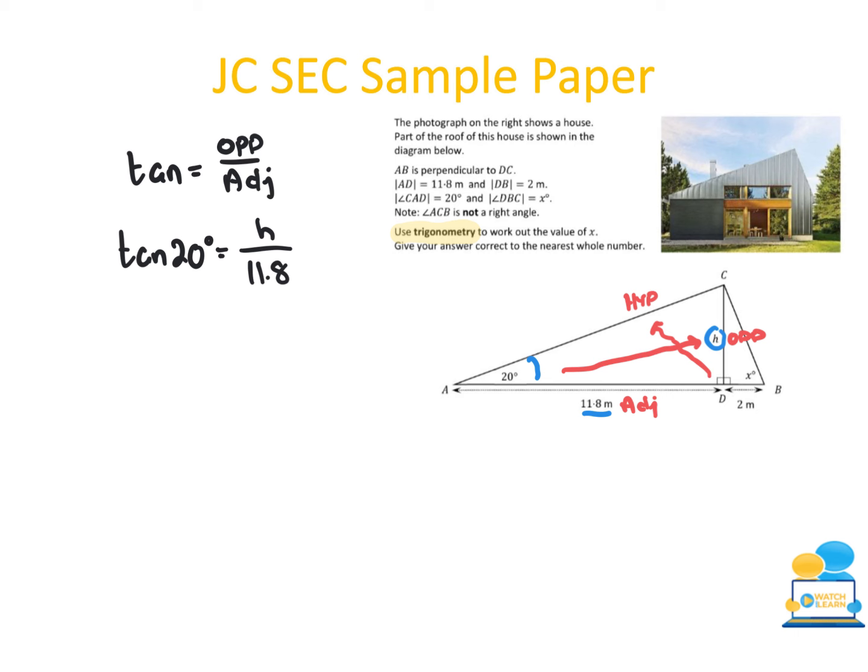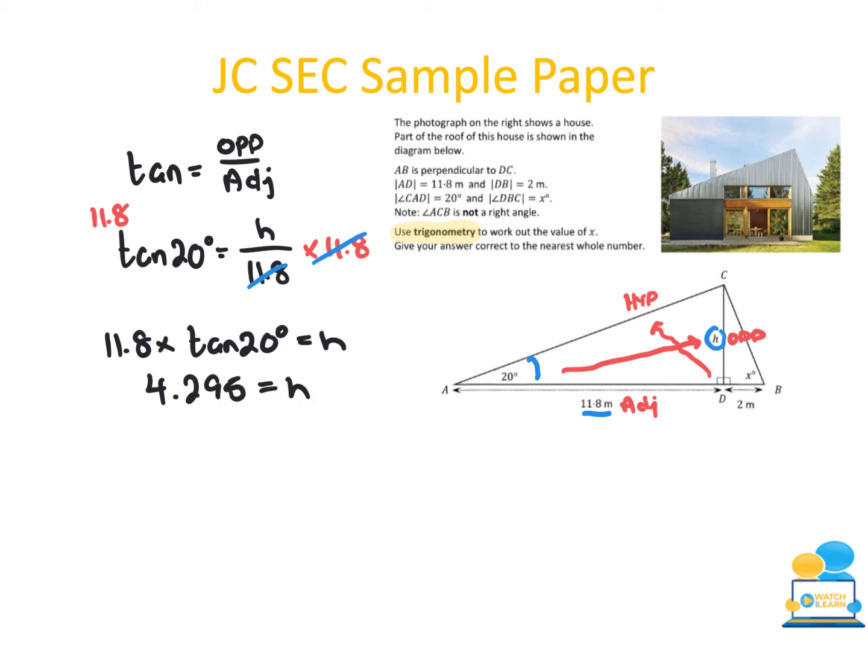I'm going to use algebra to try and get H by itself. First I'm going to remove 11.8, which I'm dividing into H. So I'm going to multiply the left-hand side by 11.8, and I'll do that on both sides. That will cancel out 11.8 on the right-hand side, leaving me with 11.8 multiplied by tan of 20 degrees is equal to H. Popping that left-hand side into my calculator, 11.8 times tan of 20 gives me 4.295, which is the length of H.